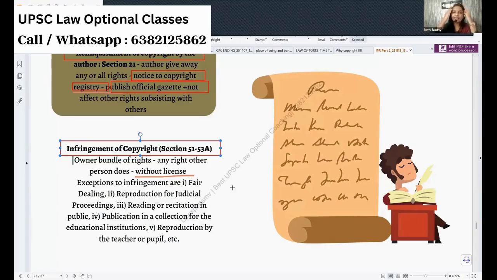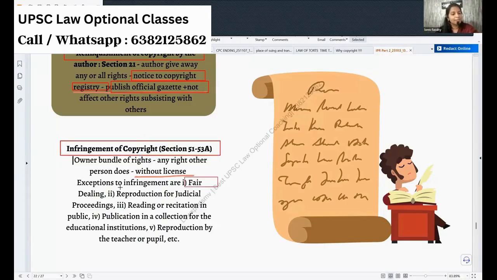But you don't do anything. The person who's not at all related, not a licensee, not an assignee, but if they are using it, then it will be a copyright violation. That copyright violation is called infringement of copyright. But what are the exceptions to infringement of copyright?